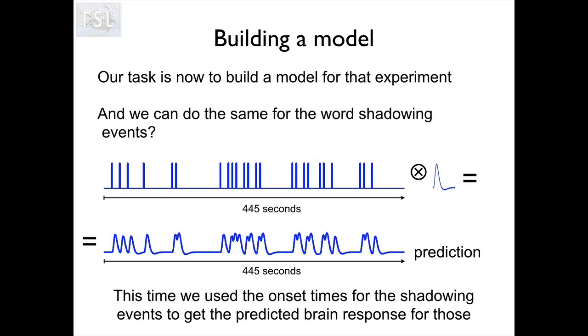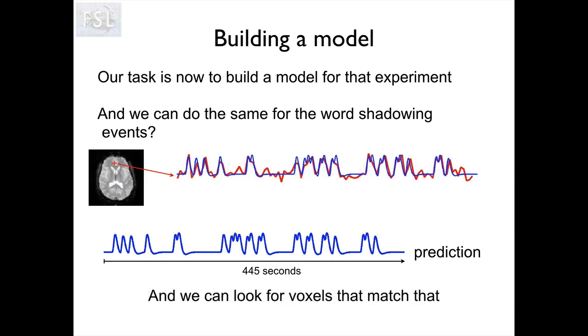Now, that was the word generation. We need to do now the same thing for the word shadowing event. So again, we are taking this train of stick functions. We convolve that with the HRF. So this is now the train of stick functions for the word shadowing event. And we end up with this prediction here. And again, same as before, if we now see a voxel in the brain that has a response over time that matches what we predict that the brain would respond to word shadowing with, we can say, well, okay, this is a part of the brain that is into word shadowing, or that's interested in word shadowing.